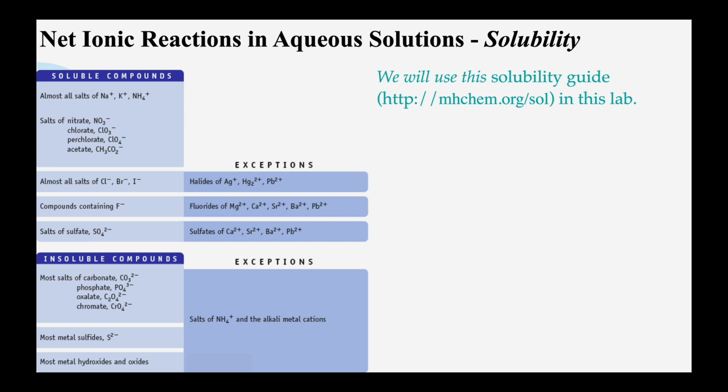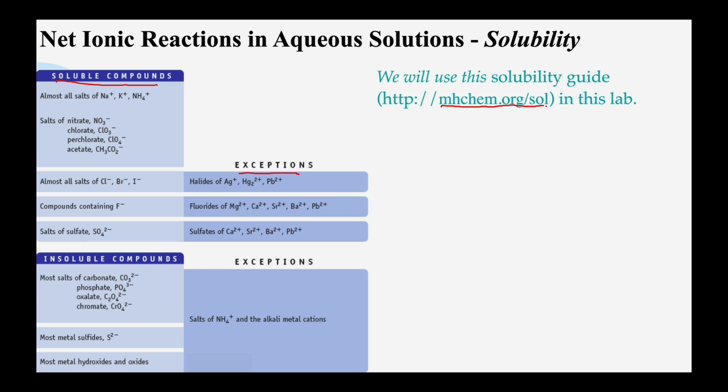When it comes to figuring out if something is a solid or aqueous, the solubility guide is going to be really important, and it's included in this lab. It's also in some of the problem sets, and you can also see it at mhchem.org/SOL. And it's a real handy guide we're going to use not only in Chem 221, but also in Chem 222 and Chem 223. Now you can see that there on the left-hand side, there's a group of soluble compounds with some exceptions.